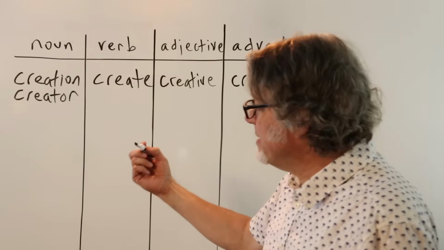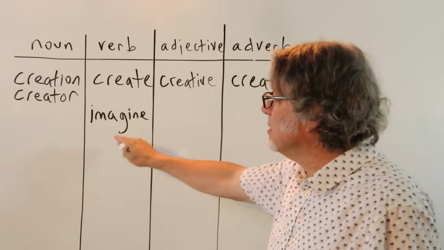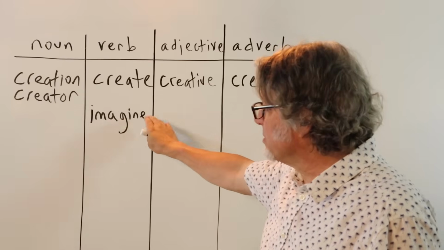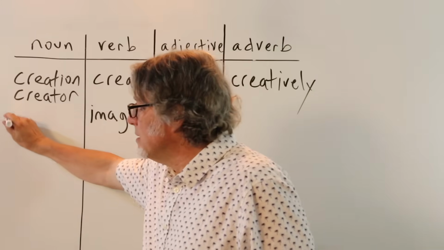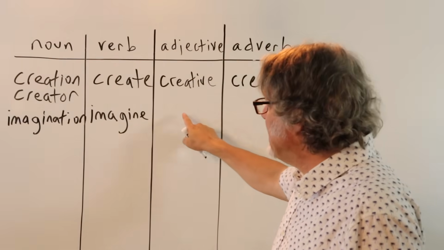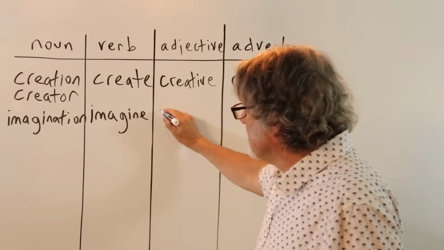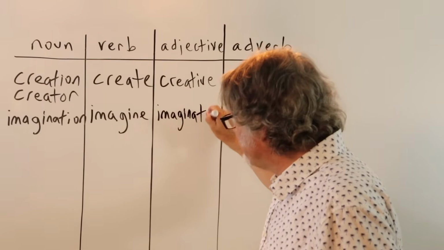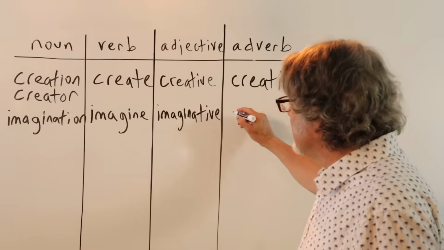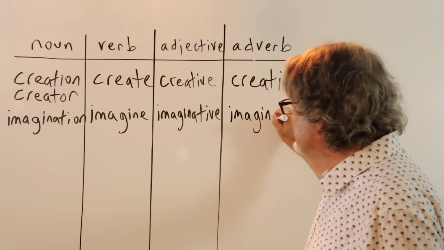Next, let's use the word imagine. This is a verb. You could use imagine as a noun if you change it by adding a suffix to this word. The noun is imagination. As an adjective, you can use an IVE ending just as we did with creative. Imaginative. And the adverb just adds an ly to this word and becomes imaginatively.